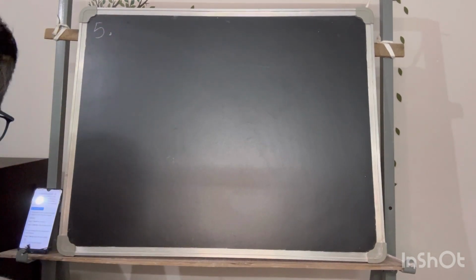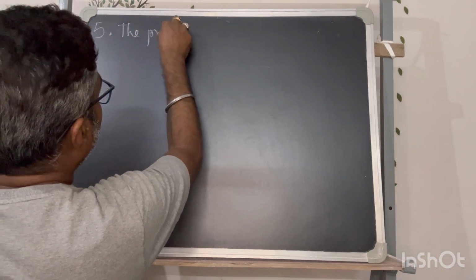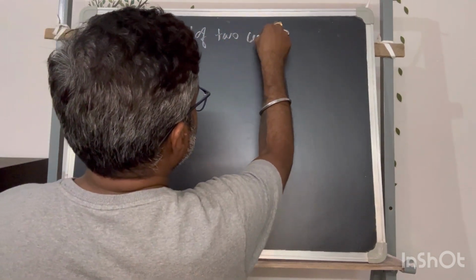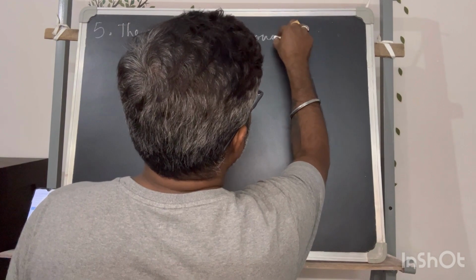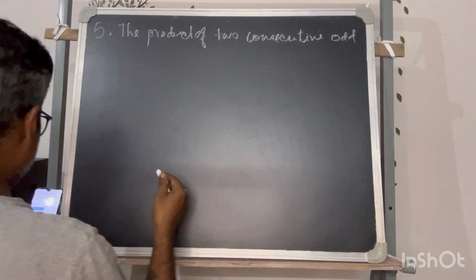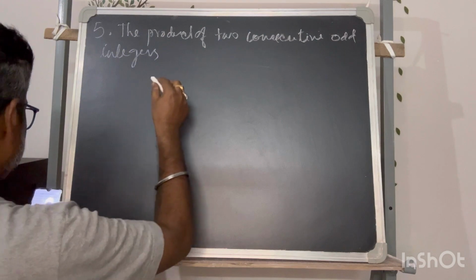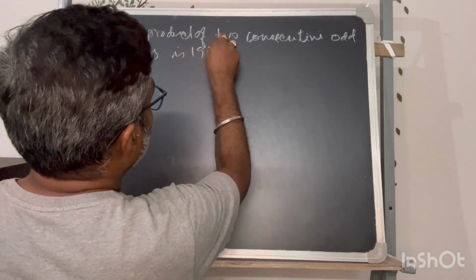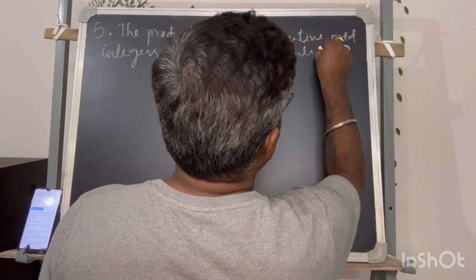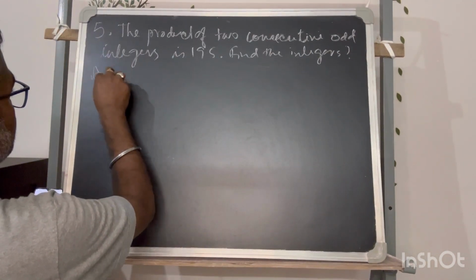The product of two consecutive odd integers is 195. So find the integers. So this is a very easy one. So let me solve it for you.